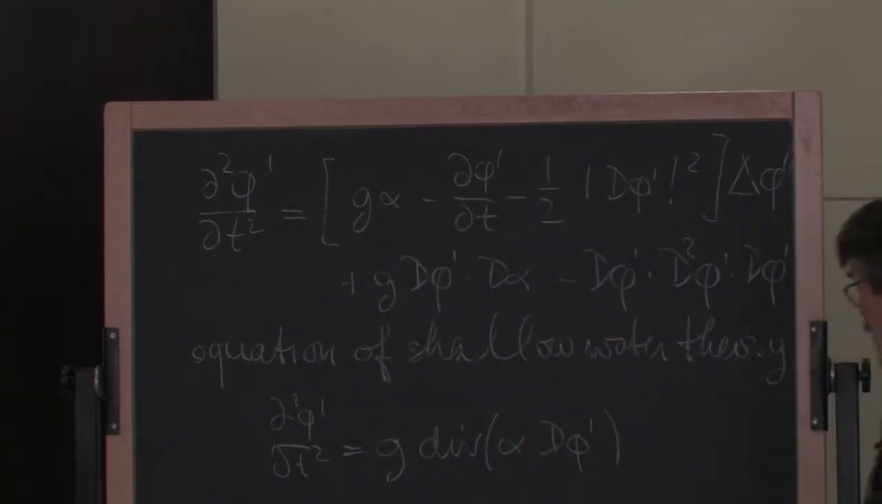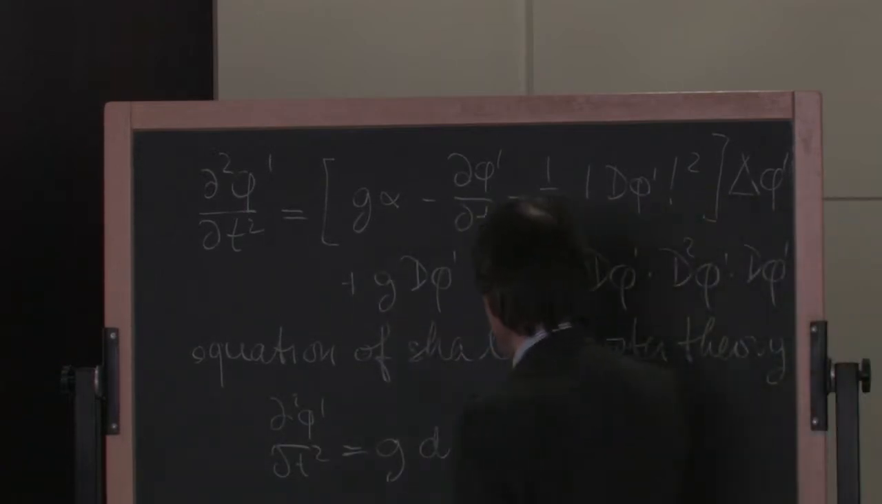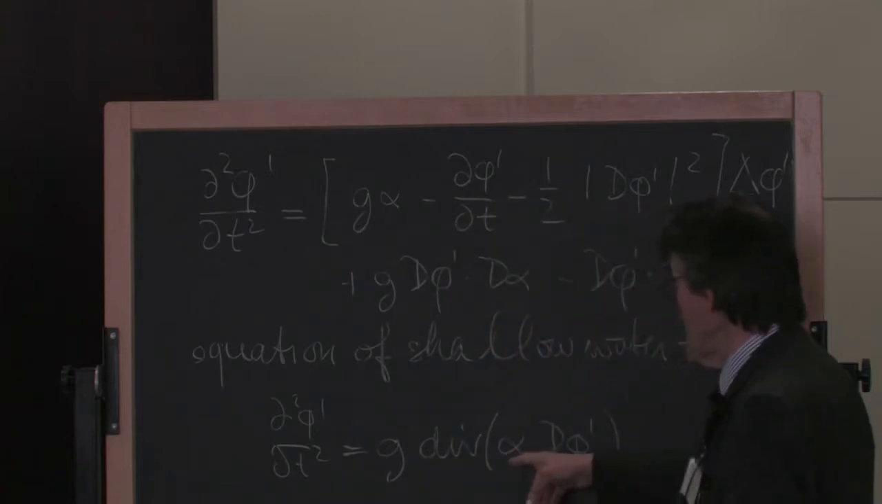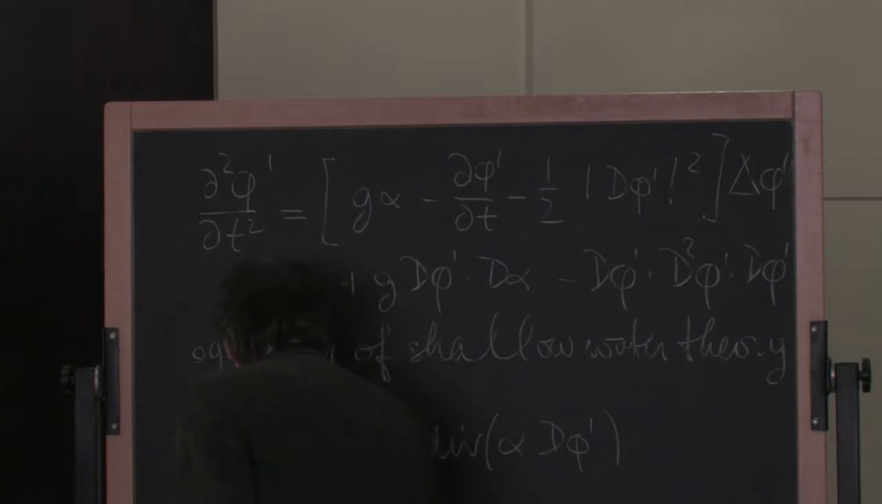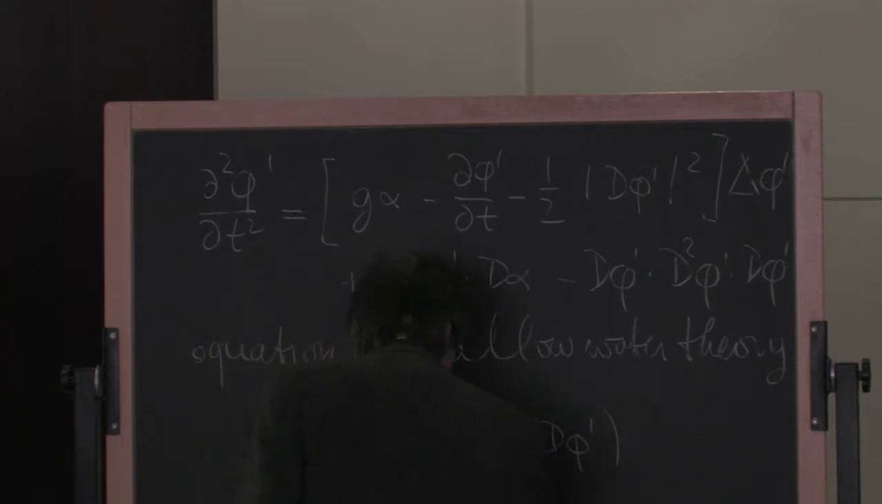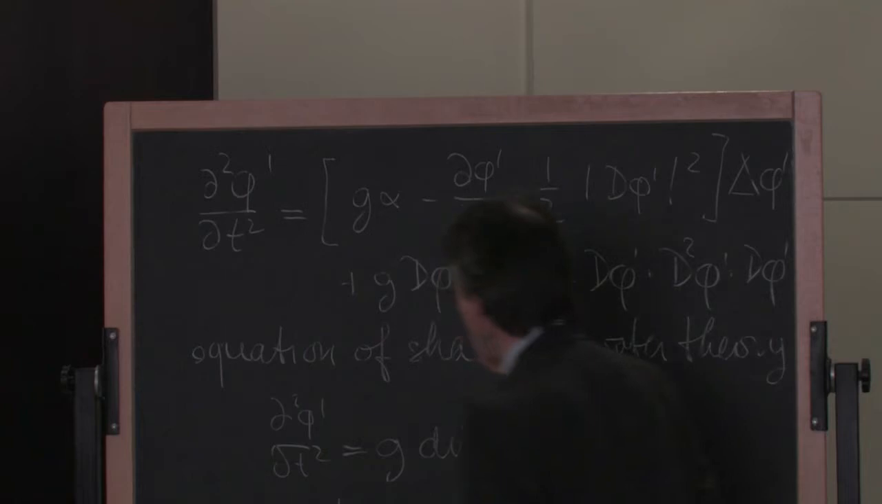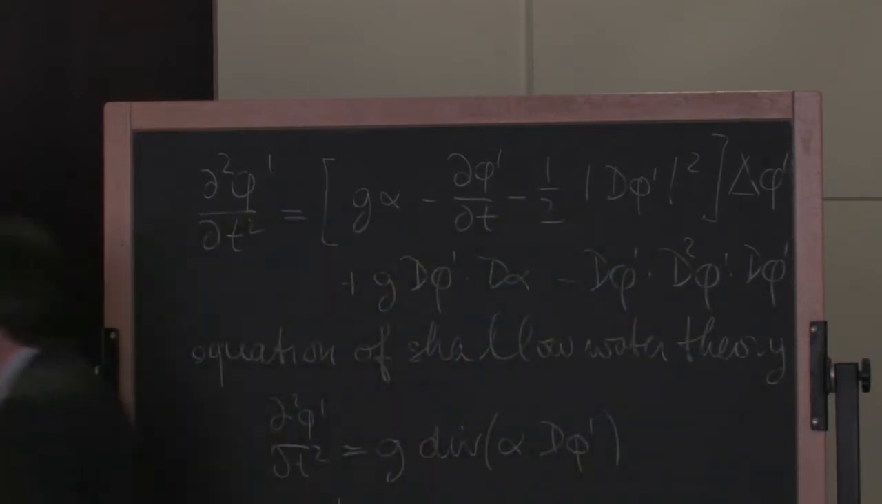Okay, and if now you assume that the bottom of your reservoir is flat, it becomes even simpler. You have the wave equation. G alpha is now a constant times Laplace phi. And this is an important step.